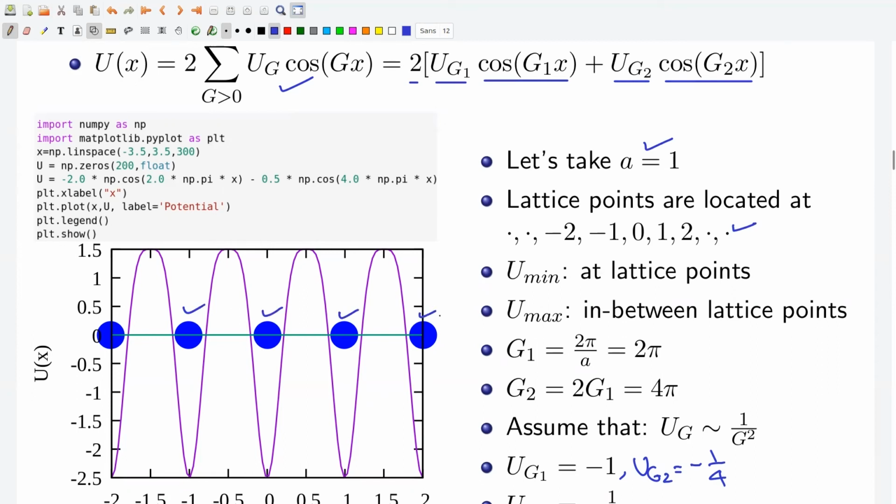Since the atomic cores are positively charged, negatively charged electrons will see some highly attractive potential near the cores. As a result, we expect the potential energy to be minimum at the lattice points, as shown here. The attraction decreases as the electron moves away from the lattice point. Thus, we expect the potential to be maximum in the middle of two lattice points, as shown here.